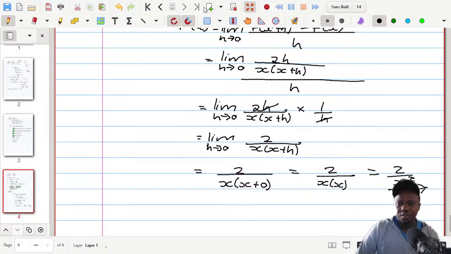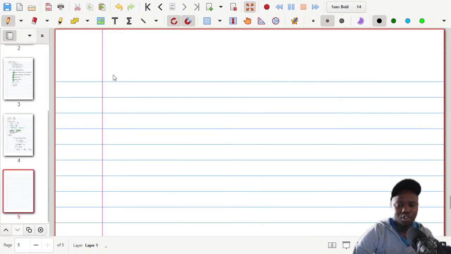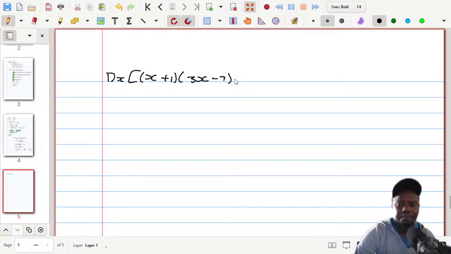Let's open a new sheet of paper here, and let me just copy down the question. So we have dx of x plus 1 and then 3x minus 7. Now, according to laws of differentiation, you cannot just find the derivative of x plus 1 and the derivative of 3x minus 7 and multiply them just because the two expressions are multiplied. No. What you have to do is multiply out the brackets.